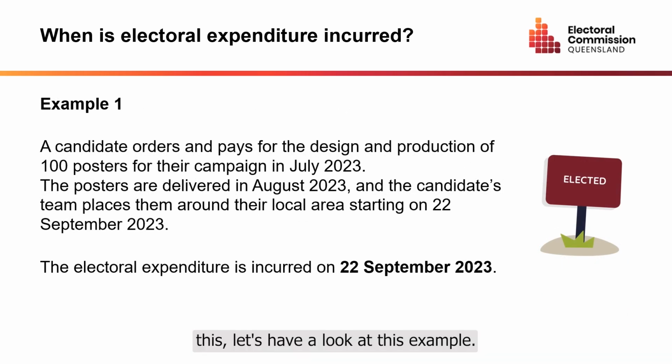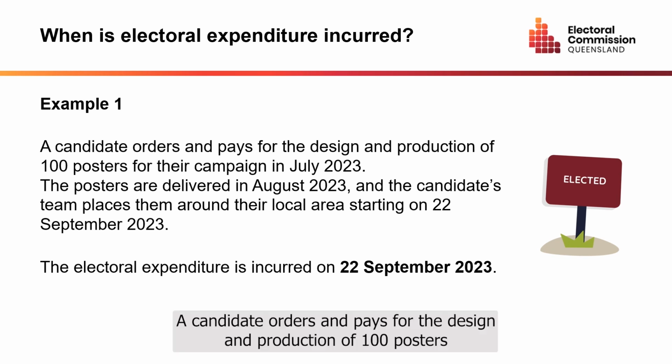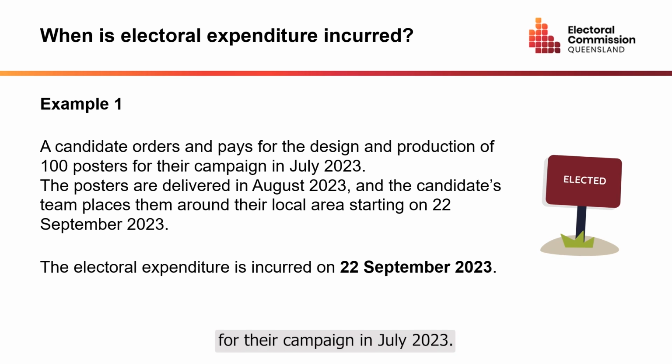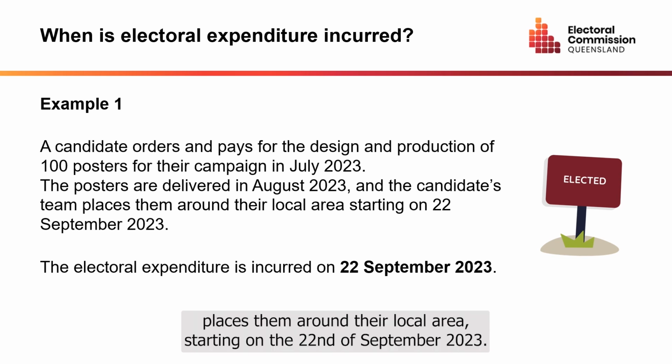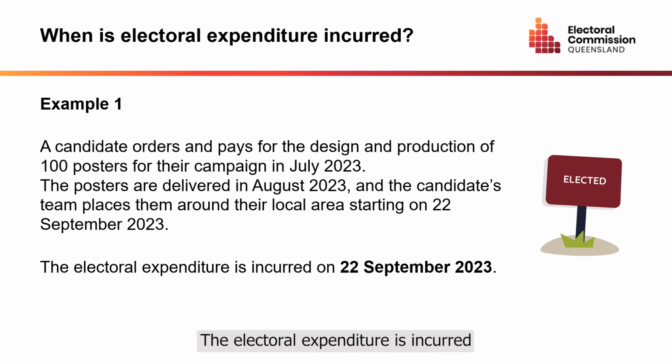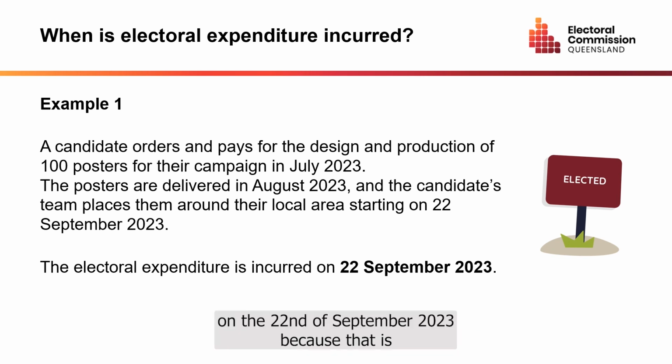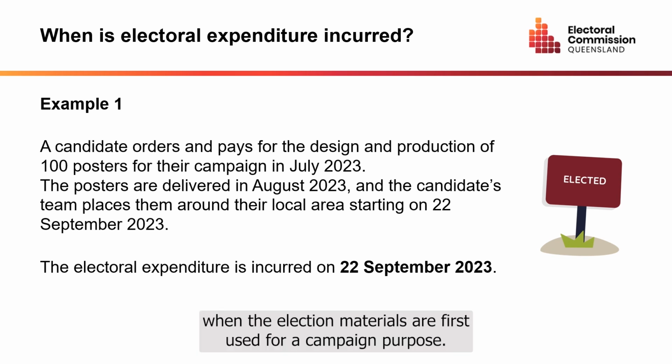To illustrate this, let's have a look at this example. A candidate orders and pays for the design and production of 100 posters for their campaign in July 2023. The posters are delivered in August 2023, and the candidate's team places them around their local area starting on the 22nd of September 2023. The electoral expenditure is incurred on the 22nd of September 2023 because that is when the election materials are first used for a campaign purpose.